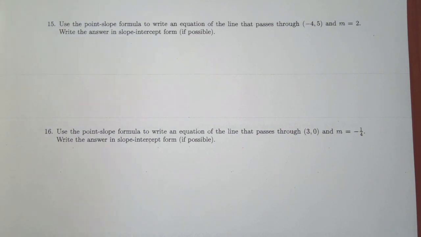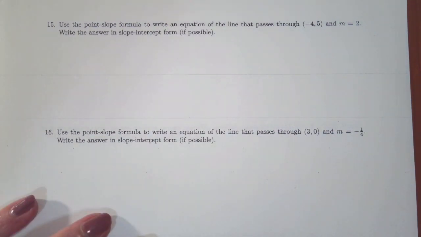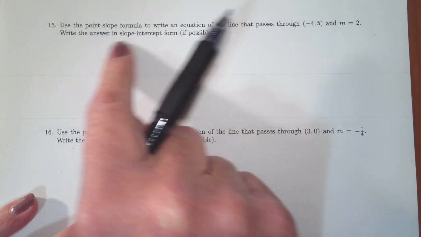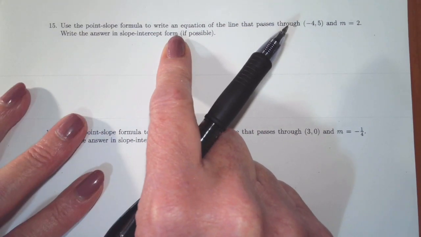Okay. We'll start with problem number 15. Use the point slope formula to write an equation of the line that passes through negative 4, 5 with a slope of 2. Now, I'm going to go through these fairly quickly. We know we need to write the answer in slope-intercept form.